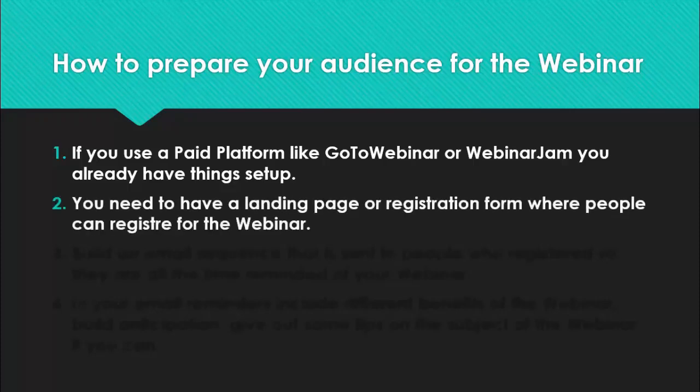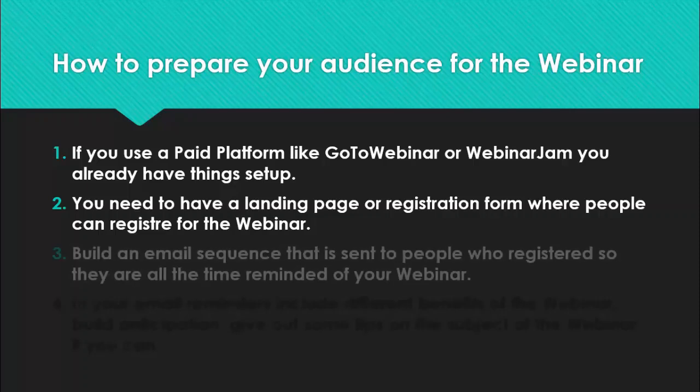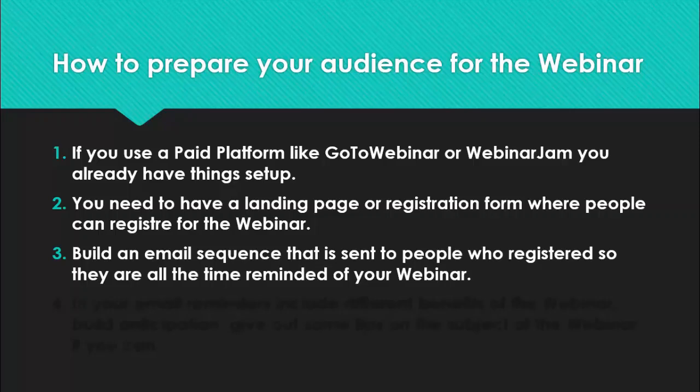Now, the second thing is that if you do not have a paid platform, and we will talk in this course and in this series about how to create your own free webinar page, so you won't use a paid platform like GoToWebinar or WebinarJam, you need to have a landing page or a registration form. You need to have these things set up where people can register for the webinar. After that, you need to have built an email sequence that is sent to people who registered, so they are all the time reminded of your webinar.